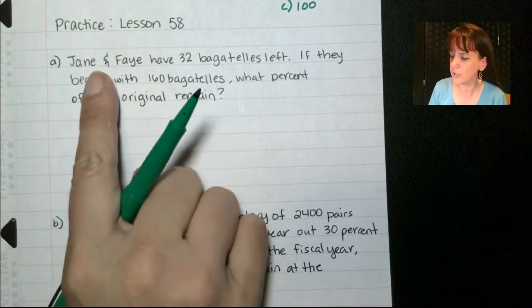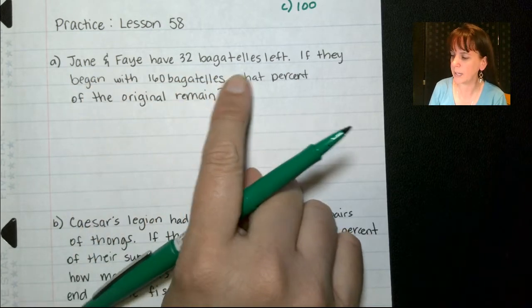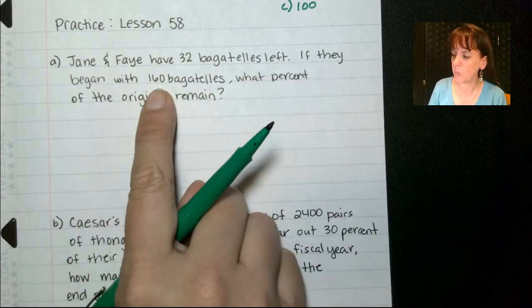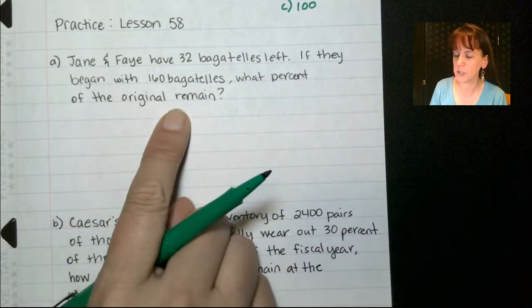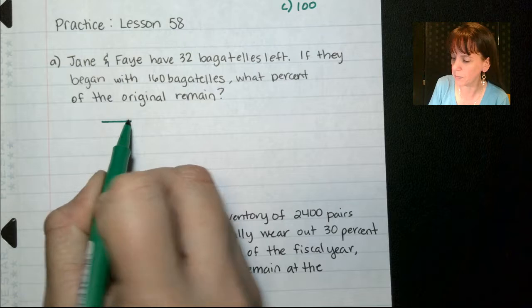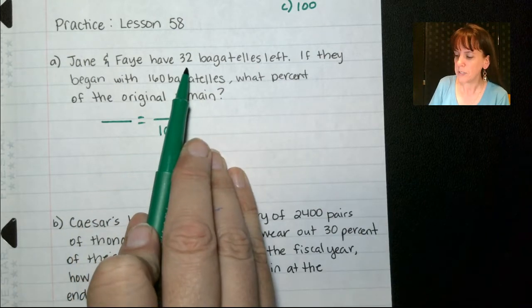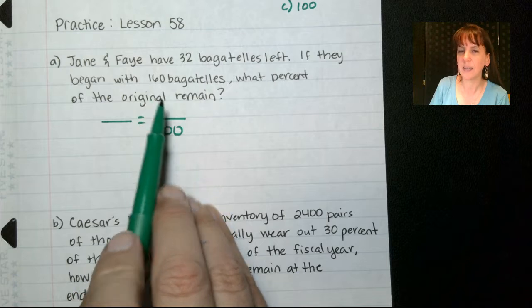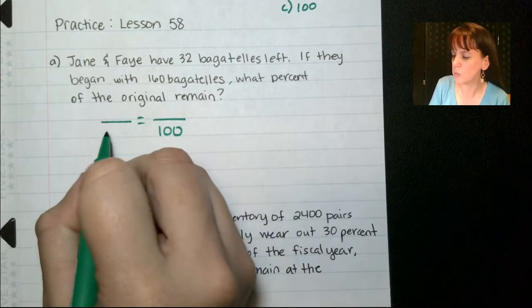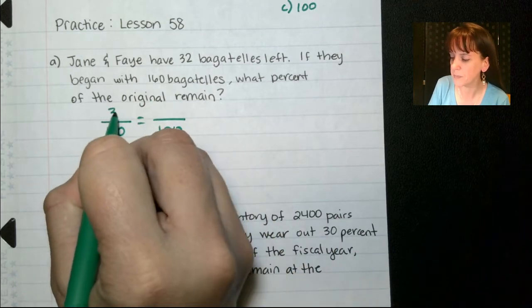All right, so Jane and Faye have 32 bagatelles left. If they began with 160, what percent of the original remain? Okay, so it's a percent problem. So we're going to do our setup. So they have 32 left, and they began with 160. That means the original total was 160, and they have 32.